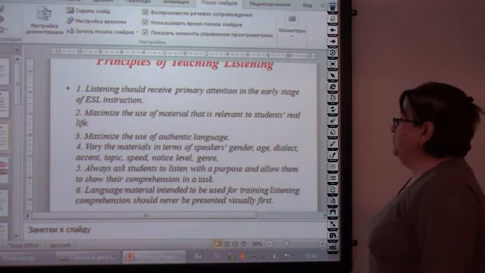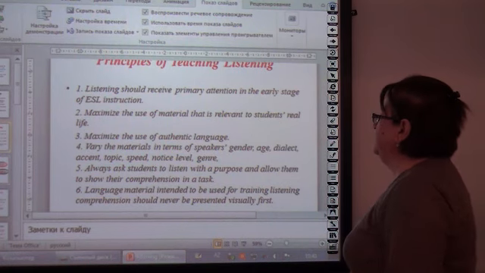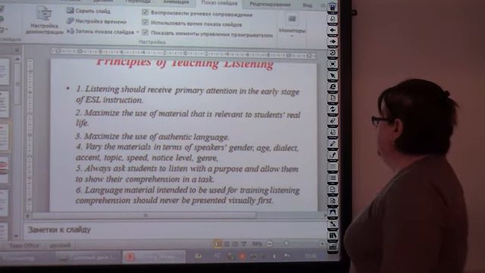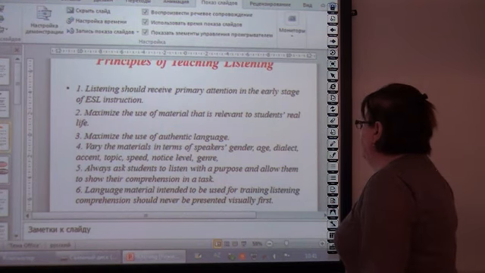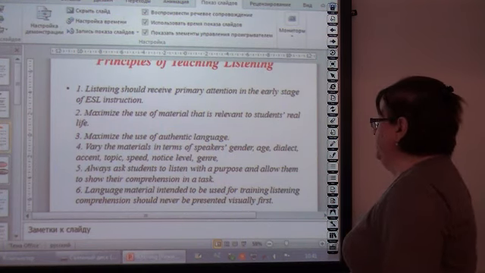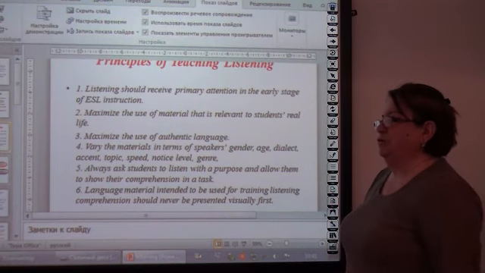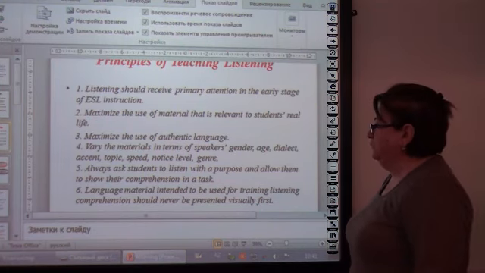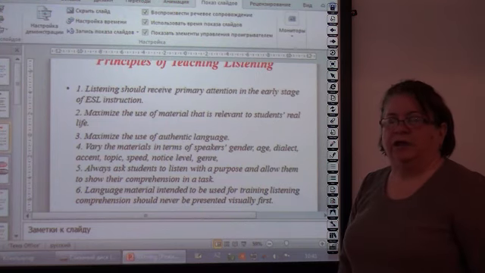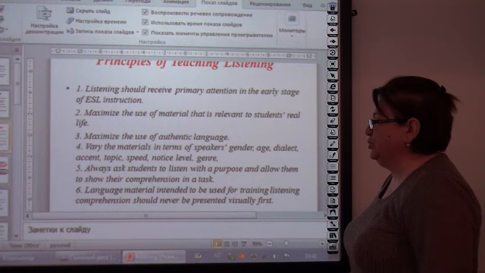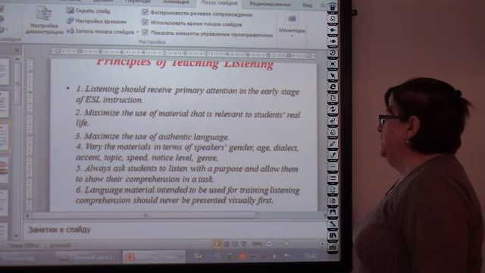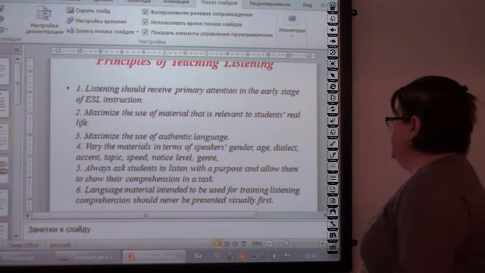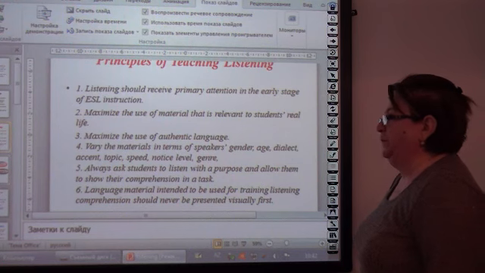Okay, maximize the use of authentic language. Vary the materials in terms of speakers, gender, age, dialect, accent, topic, speed, level, and genre. Always ask students to listen with purpose and allow them to show their comprehension in a task. It means we should give freedom to the students to make their own decisions. Language material intended to be used for training listening comprehension should never be presented visually first.